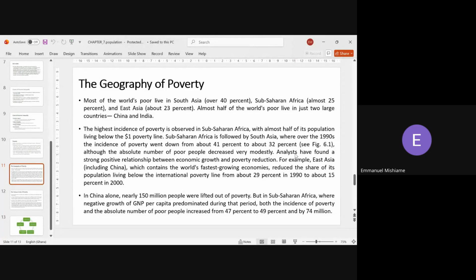Now, analysts have found a strong link: when you are able to improve economic growth, economic growth is then linked towards poverty reduction. So when you increase economic growth, you are then reducing poverty. For example, East Asia, including China, which contains the world's fastest growing economies, went to about 1,000. So they have halved their population of people living below the poverty line.